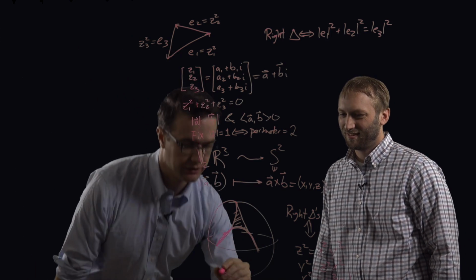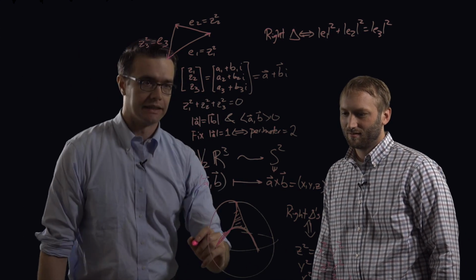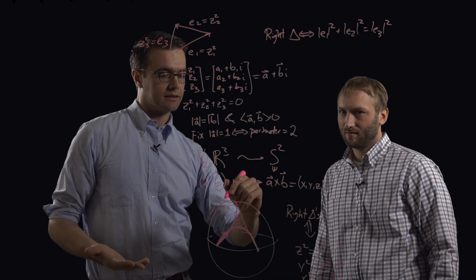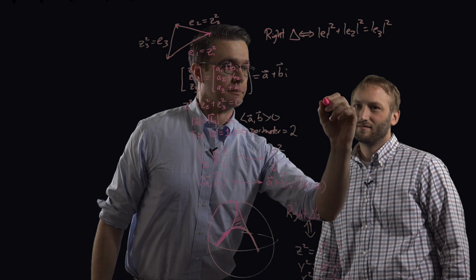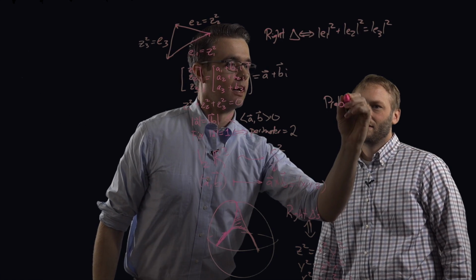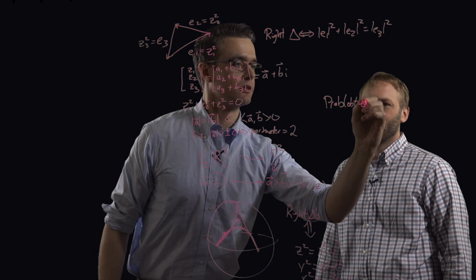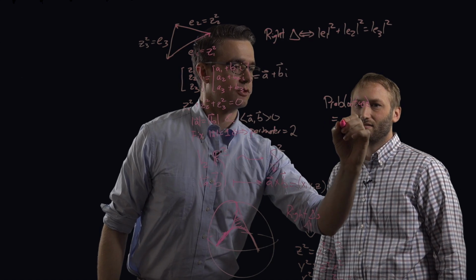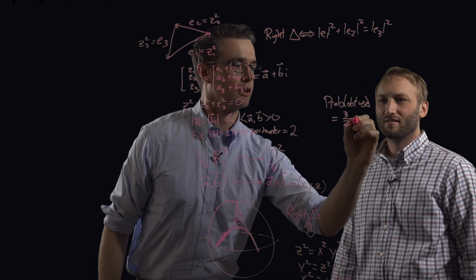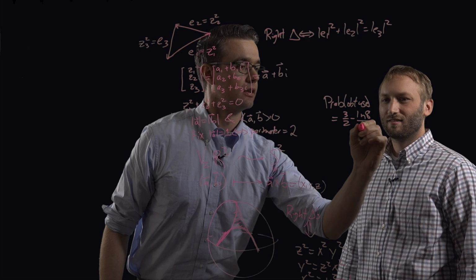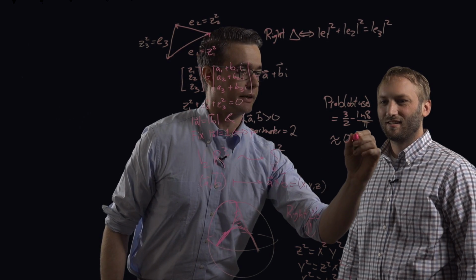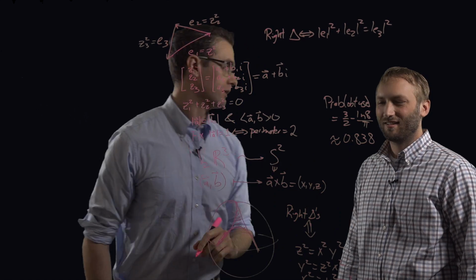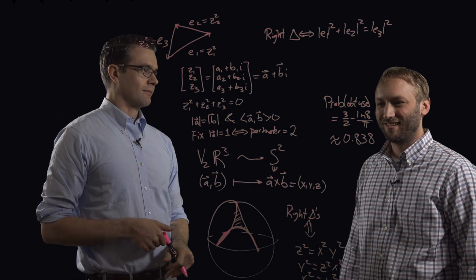And so then the answer that you get, in fact, is, let's see, where should I write this? The answer that I get should be the probability of being obtuse is equal to 3/2 minus the natural log of 8 over pi, which is approximately 0.838. That's wonderful. All right.